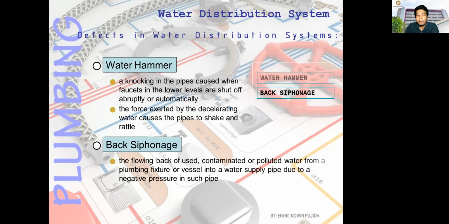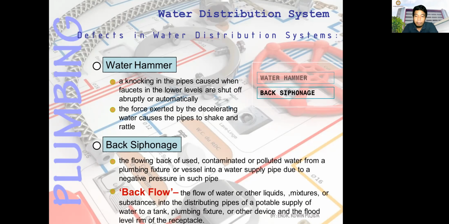Okay, next is back siphonage. The flowing back of used, contaminated, or polluted water from a plumbing fixture or vessel into a water supply pipe due to a negative pressure in the pipe. How can you prevent it? For back siphonage, you can install a check valve.